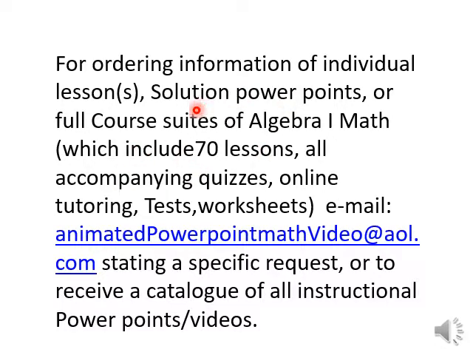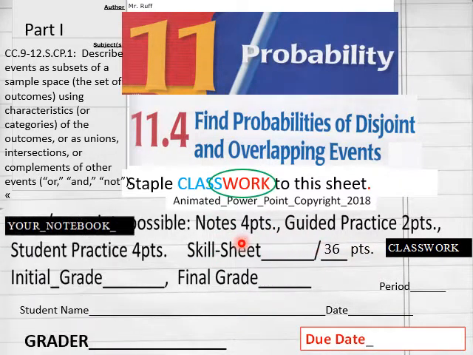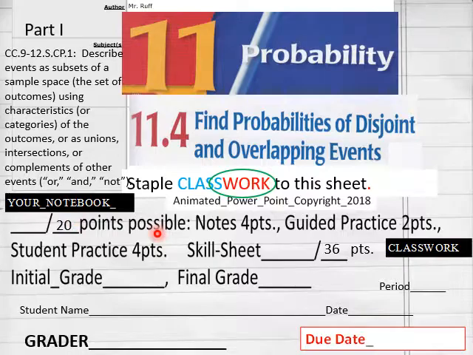Hello everybody, getting ready to do 11.4 of Algebra 1 Math, Part 1. Part 2 and Part 3 are available here. 11.4, finding probabilities of disjoint and overlapping events. We've got a 36-point skills check here, and 20 points worth of notes to be taken for this lesson.